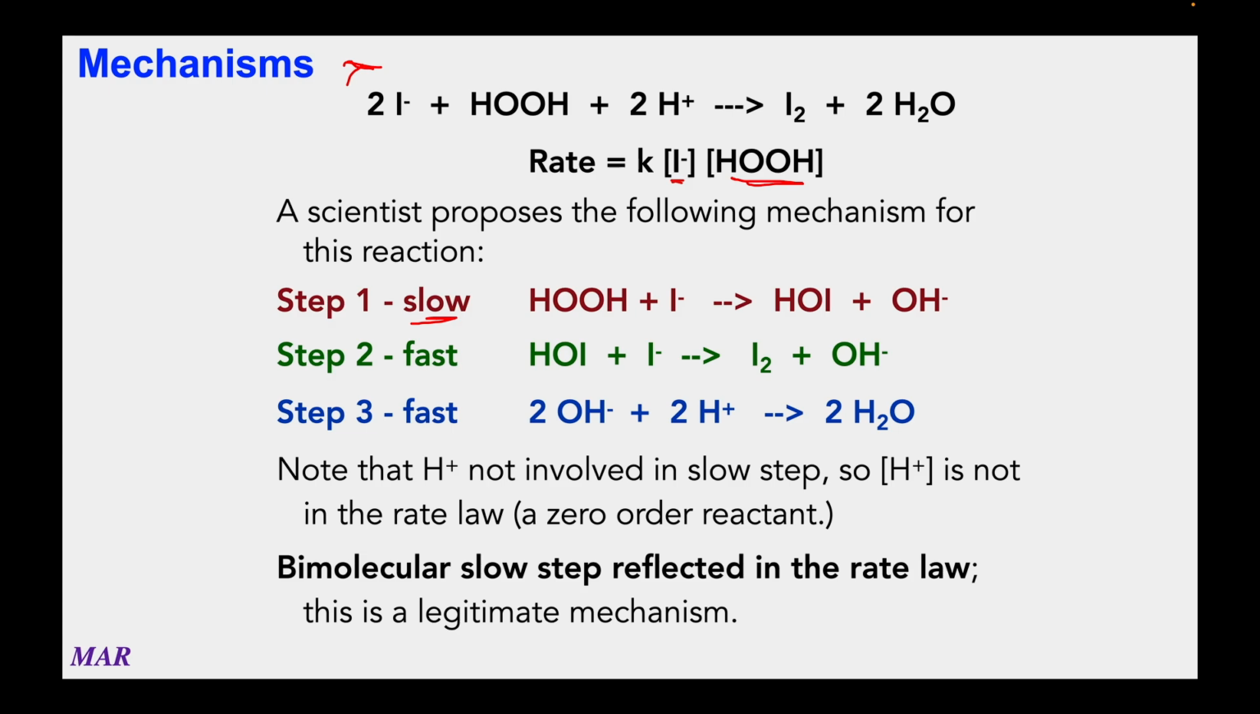So first of all, 3 steps, when you add them together, should give you the overall reaction, and that's what happens. But more importantly, the slow step is what chemists are after. The slow step is the rate determining step. It's going to determine how fast the reaction goes, and any reactants in the slow step will be part of the rate law. In the slow step, there's one HOOH and one I minus. In the rate law, rate equals k times iodide to the first power, HOOH to the first power. That's where these orders of reactant are coming from. It's the slow step that determines what chemicals appear in the rate law.